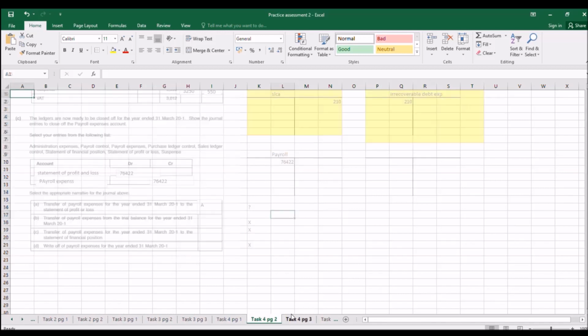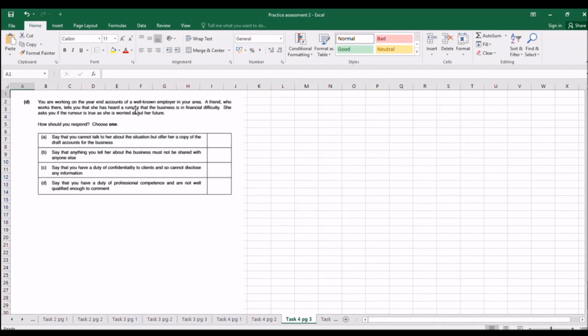Oh, we got another little bit of it. You are working on the year-end accounts. This can be some kind of professional ethics thing. A well-known employer in your area. A friend who works there tells you that she's heard a rumour that the business is in financial difficulties. She asks you if the rumour is true, so confidentiality. She's worrying about her future. This means some kind of familiarity threat to your confidentiality. How should you respond? Say you cannot talk about her situation, but offer a copy of the draft accounts of the business. That would be a breach of confidentiality, so definitely not that one.